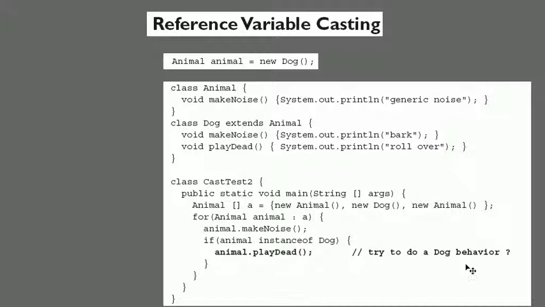Let's take a look at reference variable casting. Animal is a superclass of dog, and you could do this. This is upcasting because you are going up the hierarchy. This is an instance of the dog class which is being assigned to an animal reference. On the left side I have an animal reference, on the right side I have type dog. So you're assigning a dog type to animal, which is going up the hierarchy.